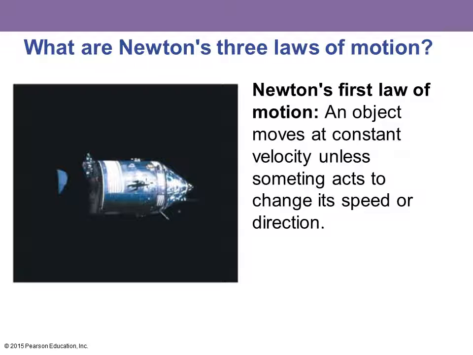Here's Newton's first law. An object moves at a constant velocity unless something acts to change its speed or direction. This is a photograph of one of the Apollo command and service modules that eventually made it to the moon and back, orbited the moon and came back.